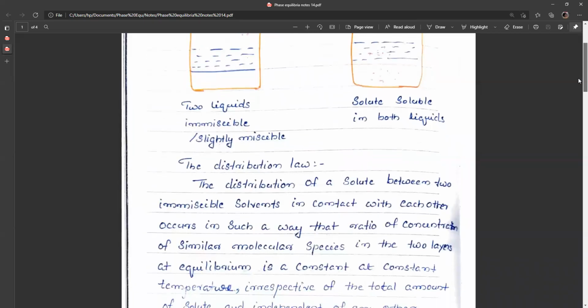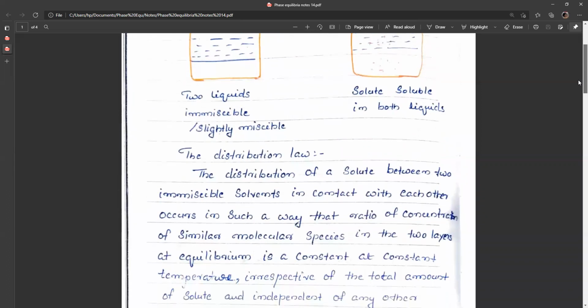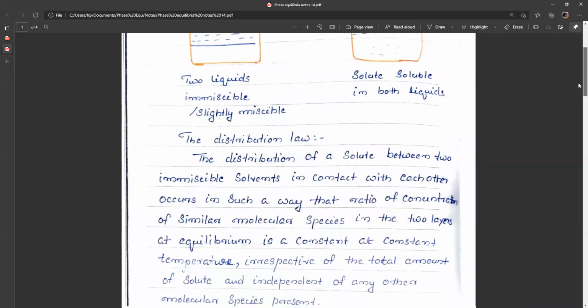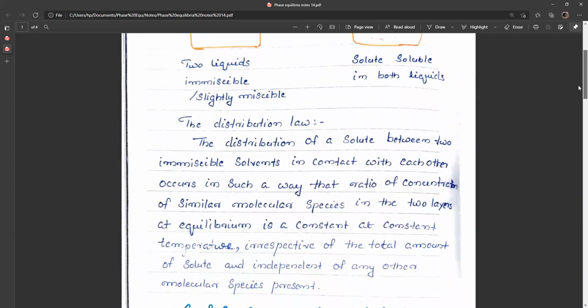The distribution of a solute between two immiscible liquids in contact with each other occurs in such a way that the ratio of concentration of similar molecular species in two layers at equilibrium is a constant at constant temperature, irrespective of the total amount of solute and independent of any other molecular species present. This is the statement of the distribution law, that is, a solute distributed between two solvents.